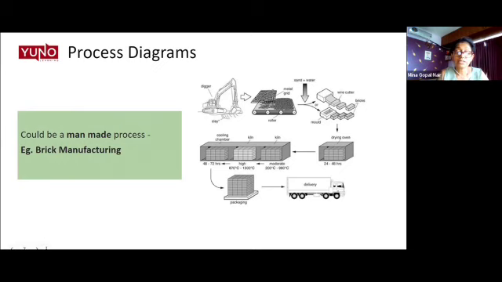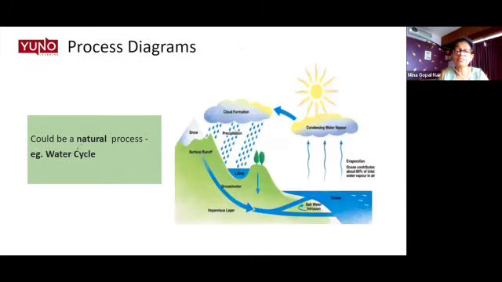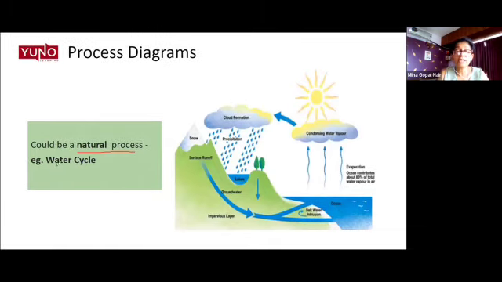Now, what else? You could also have natural processes. So what are natural processes? These are processes which actually happen in nature. For example, there is a water cycle. This is something which all of us have learned in school. I'm sure you all would remember that this is something we covered when we were in school. So this is a natural process because it occurs in nature. It's not artificially created.